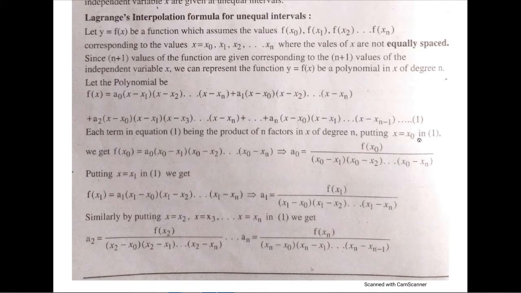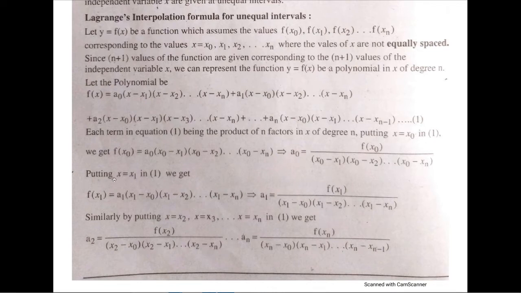Putting x is equal to x naught in equation 1. Wherever x is there, we are substituting x is equal to x naught. Then we get f of x naught is equal to a naught times x naught minus x1, x naught minus x2 and so on up to x naught minus xn. From this we can write in terms of a naught. Shifting this term to the left hand side, we get a naught equals f of x naught divided by x naught minus x1, x naught minus x2 and so on up to x naught minus xn.